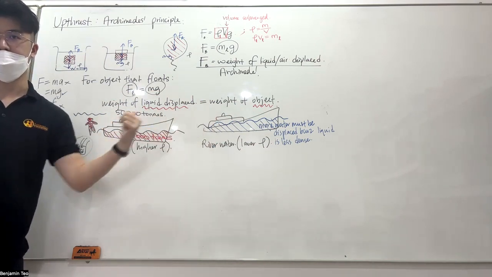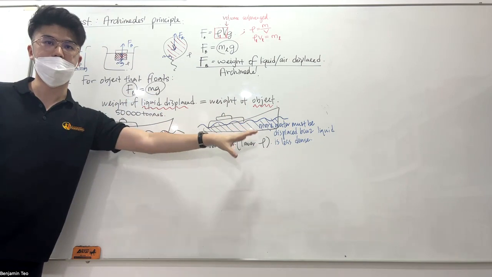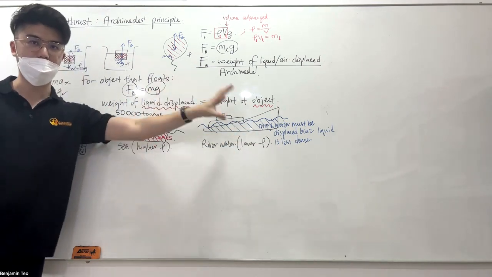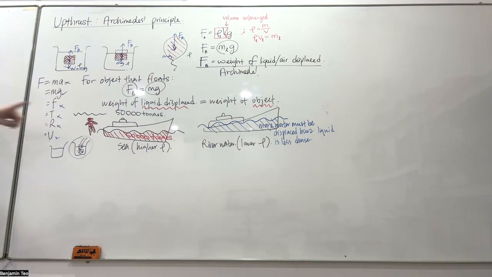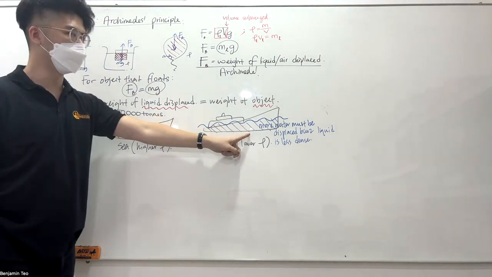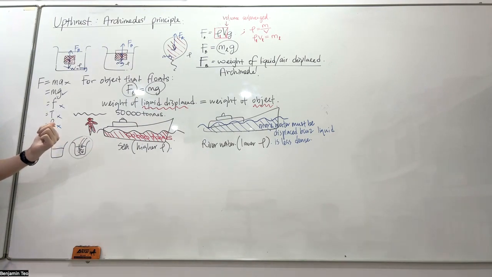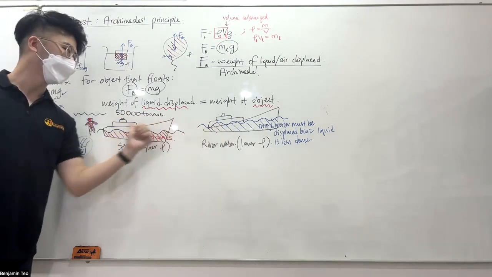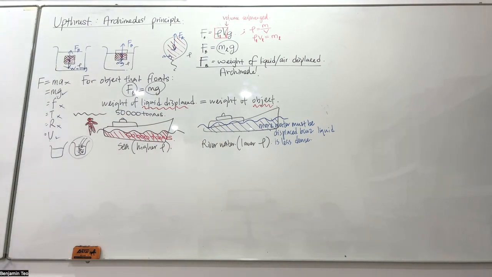So as the ship goes from seawater to river water, or higher density water to lower density, you will see it sink more. More and more liquid will be displaced. And the same is true the other way. As you go from lower back to higher density, you only need to displace a little bit because the water is very heavy already. Higher density.